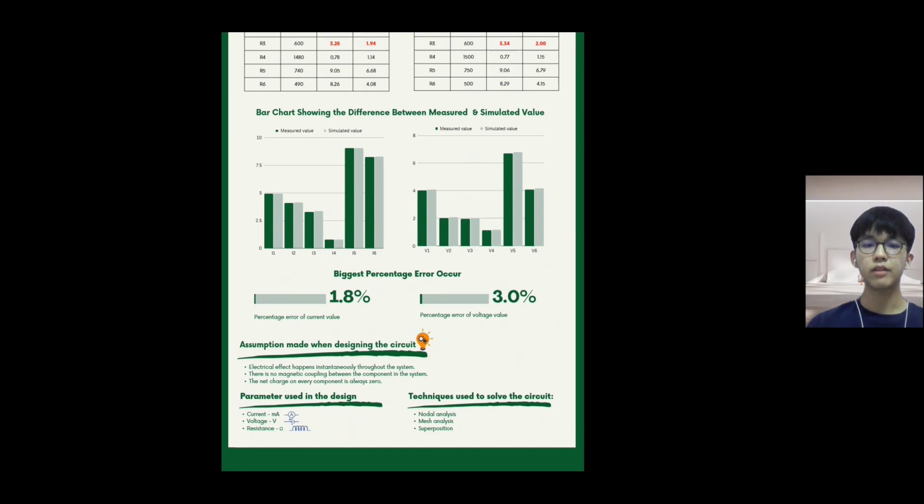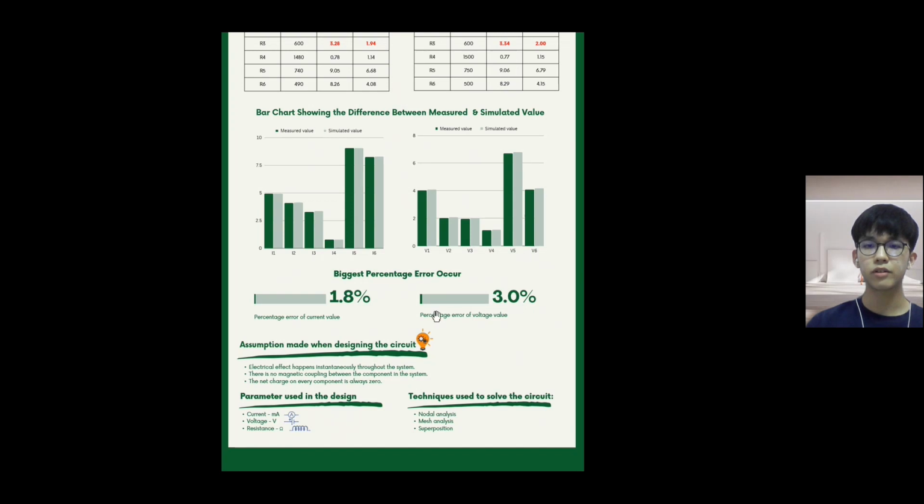Now, let's look at the assumptions that we made when designing the circuit. First of all, we assume that electrical effects happen instantaneously throughout the system, and there's no magnetic coupling between the components in the system, and the net charge on every component is always 0. And also, the parameters that we use in this design are, for current, milliampere, for voltage, volt, and for resistance, ohm.